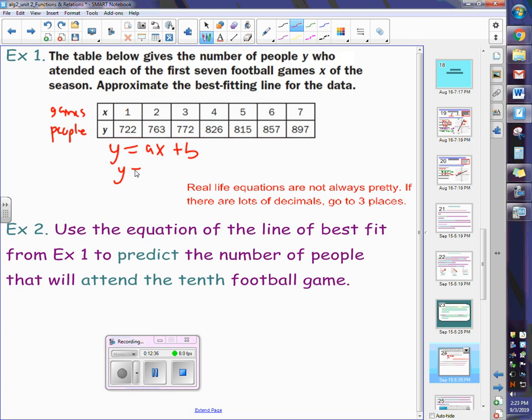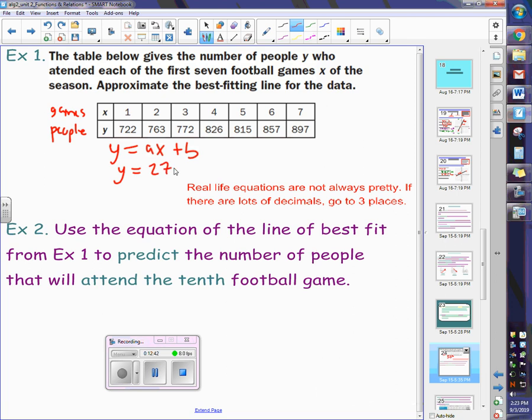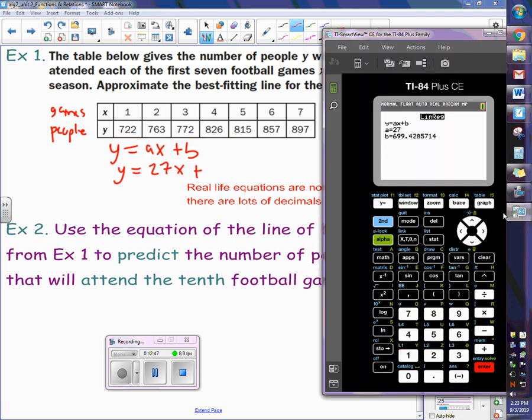So for us, it's y equals, and a is 27, so 27x plus b is 699. We're going to round it to 3 decimal places. So 699.429.